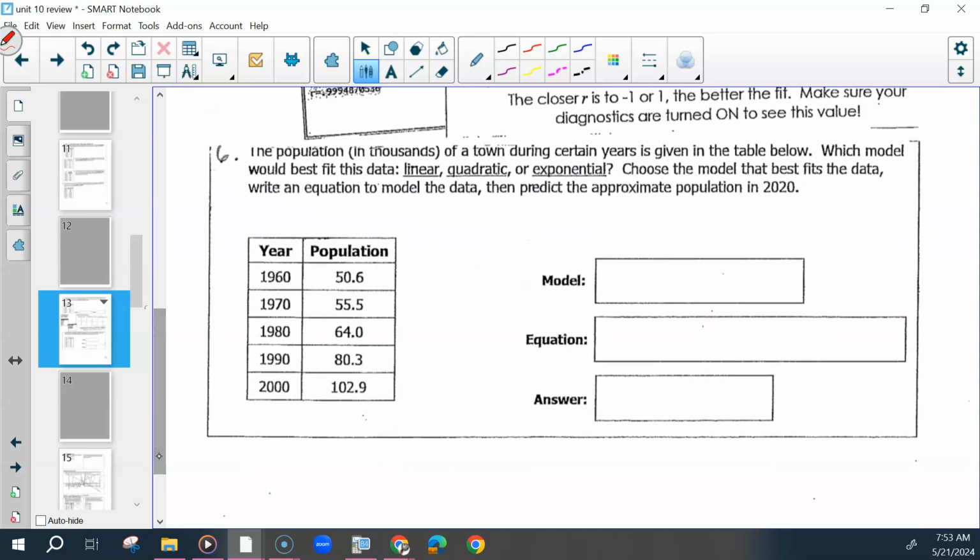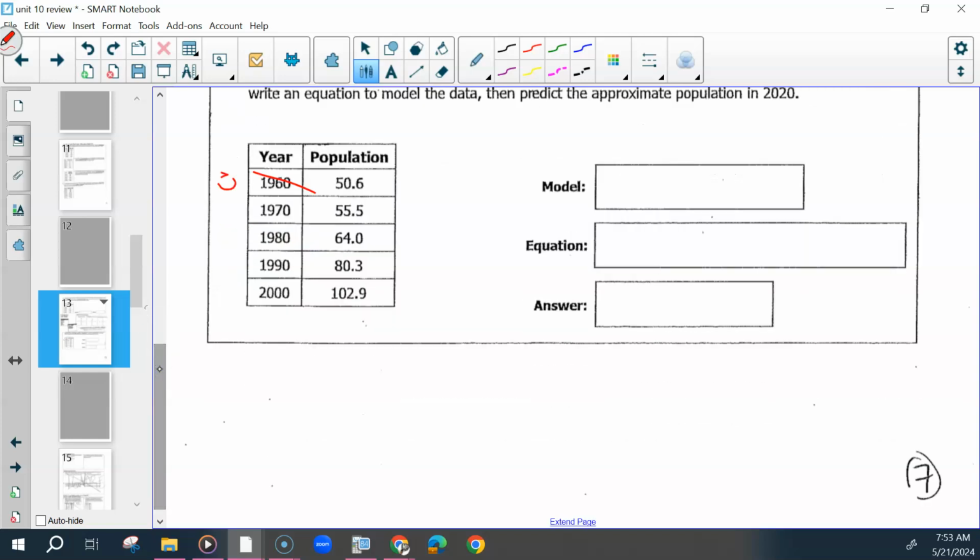Okay, so in this we're given some table. It's asking us, is this linear, quadratic, or exponential? One, we're not dealing with linear, so you could just cross it out. So it's going to be quadratic or exponential. If you have anything with years, you want to change those. The first one to 0. The next, all of the rest to how many years has it been since the original. So from 60 to 70, that's 10. 60 to 80, that's 20. 30, 40.